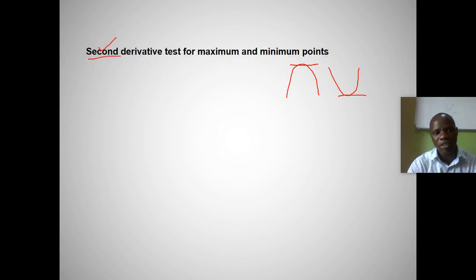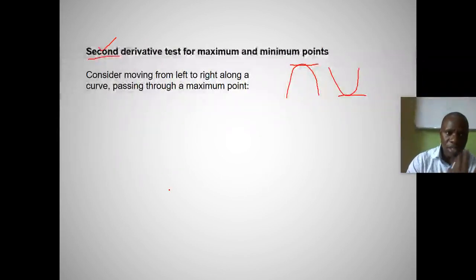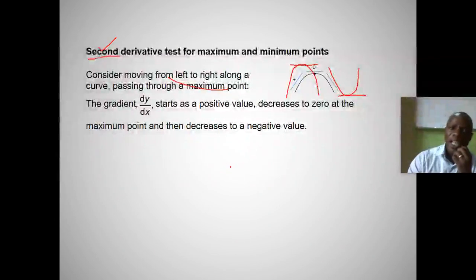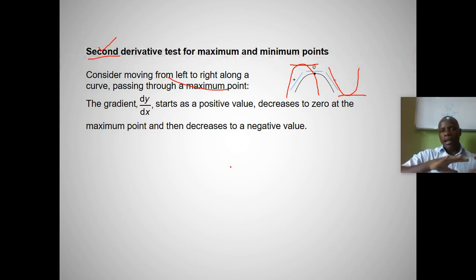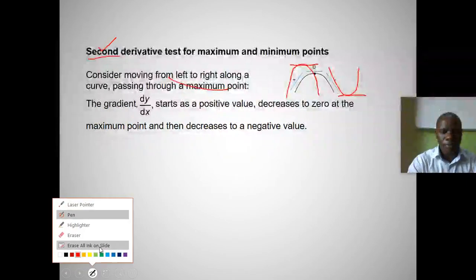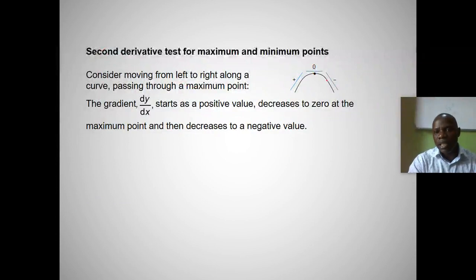So let's use the second derivative to know this. Now, we consider moving from left to right. As always, we move from left to right along the x-axis. As we move there, dy dx shows us, if we've moved the way this is showing here, what is dy dx doing here? It is actually decreasing, because it goes from a positive through 0 to a negative.